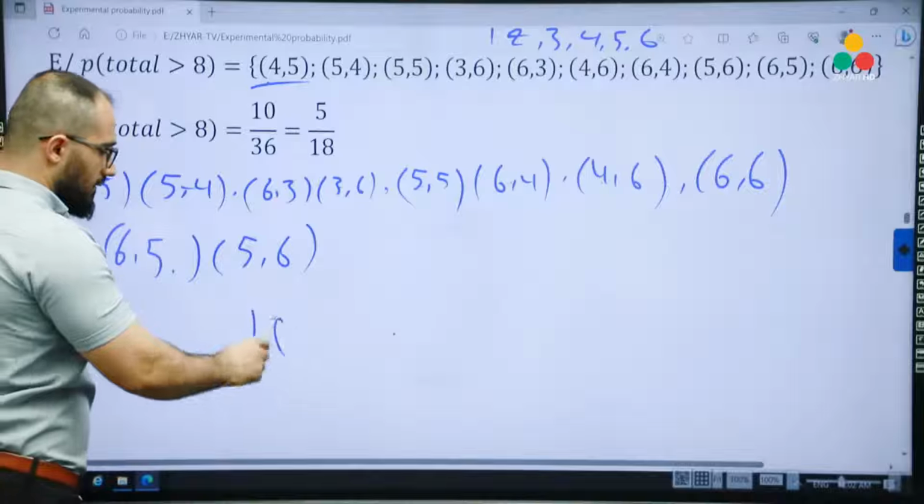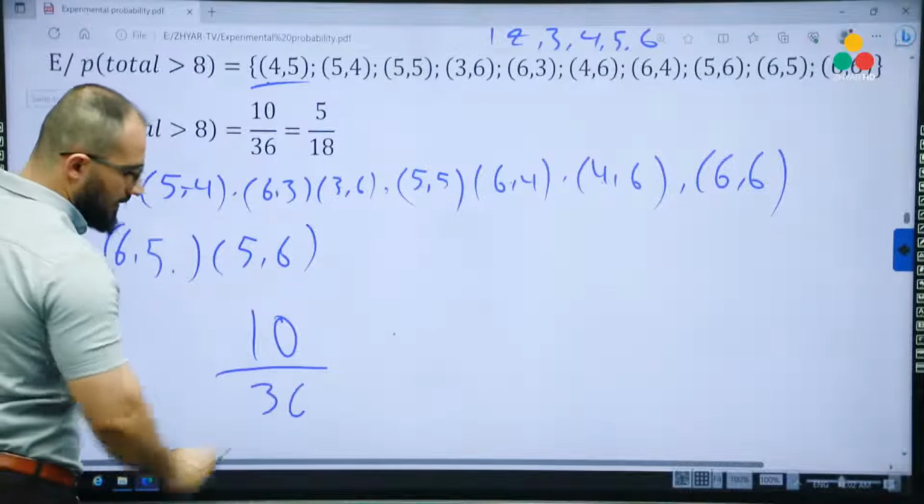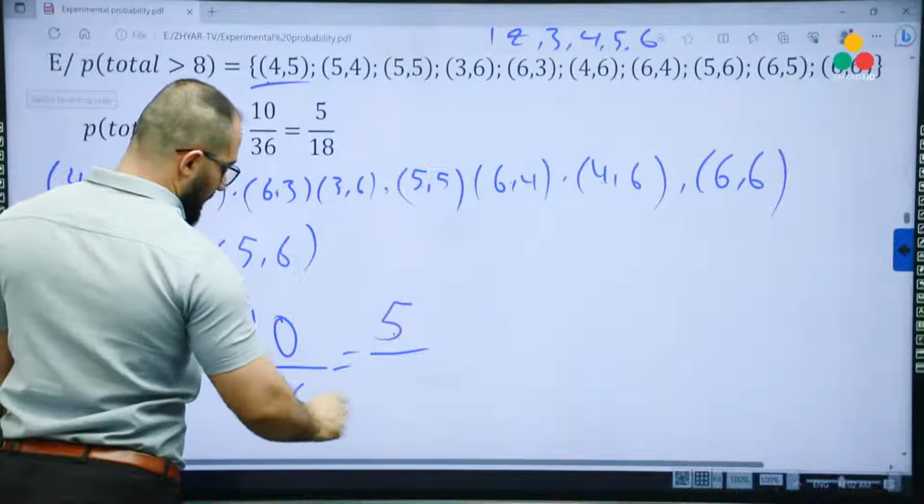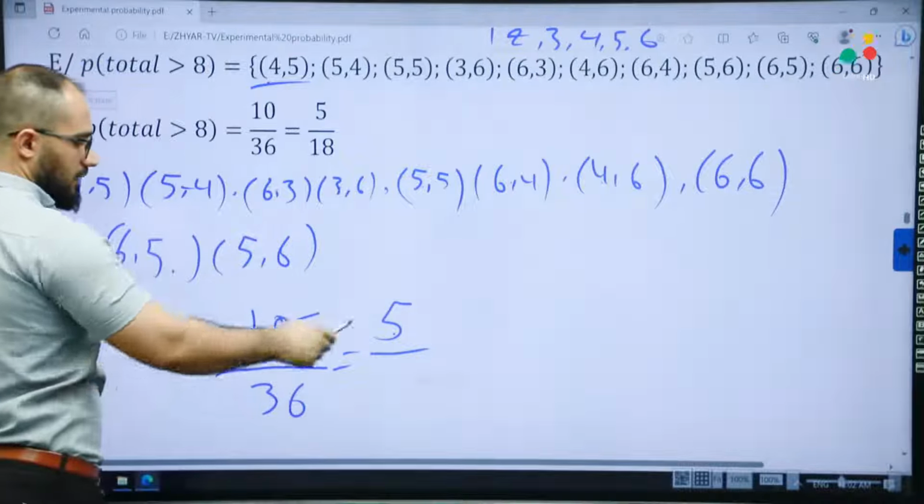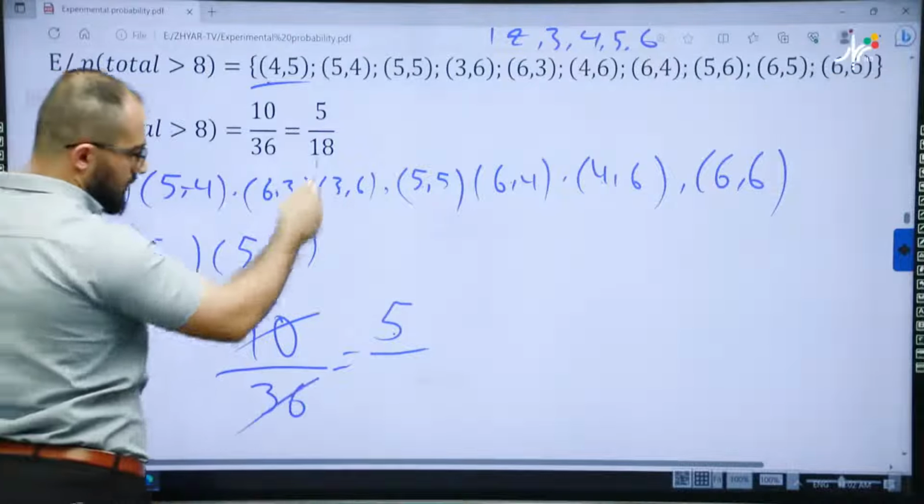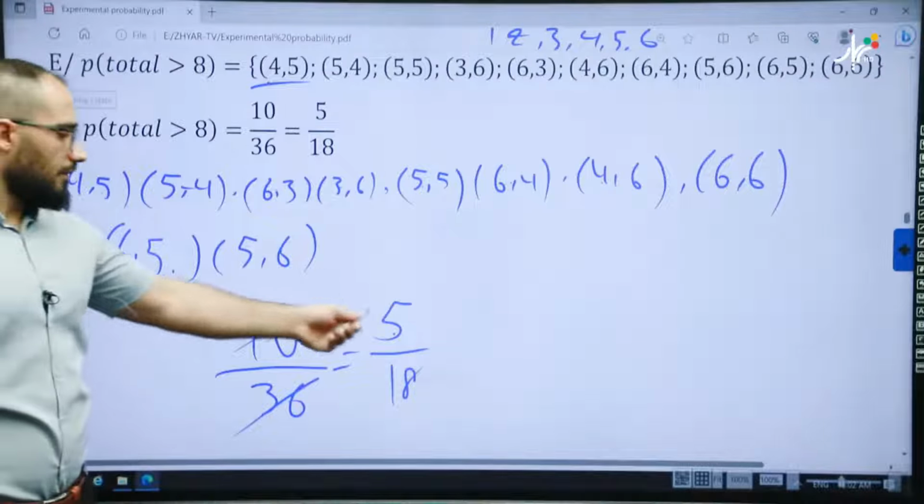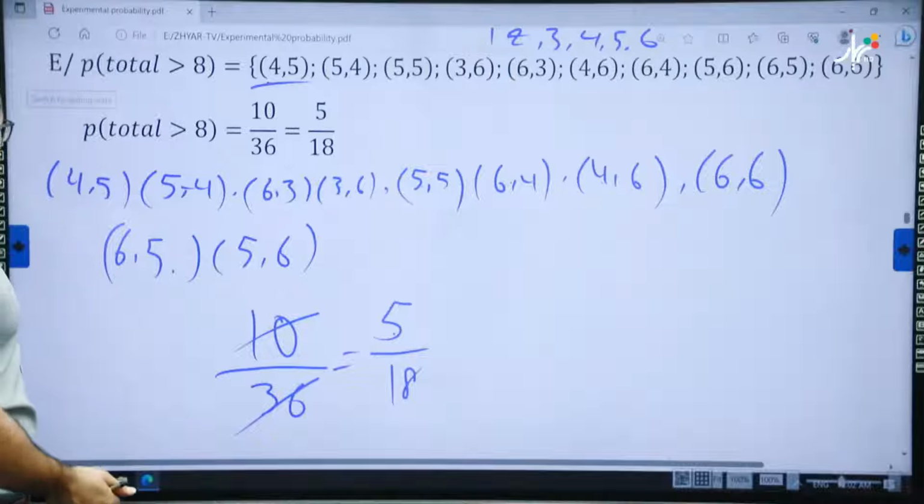So it's going to be 10 over 36. Simplify it: divided by 2, it's going to be 5, divided by 2, it's going to be 18. So the result is 5 over 18.